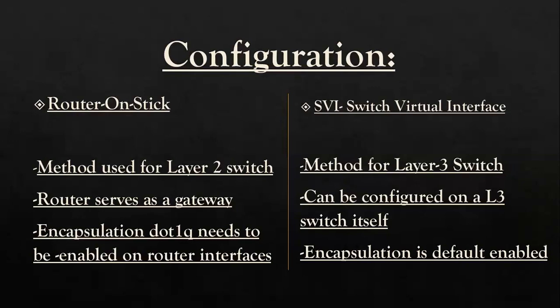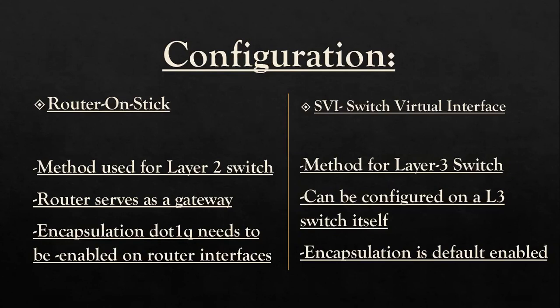The router on a stick method has the router as a gateway. So encapsulation .1q needs to be enabled on the router interfaces, because this protocol, .1q or ISL, is a protocol of switches. On switches, .1q is enabled by default.